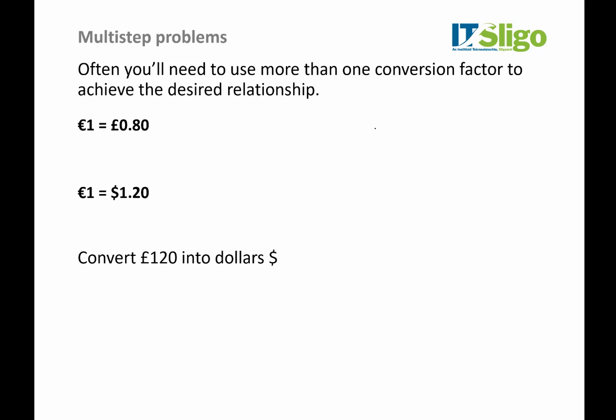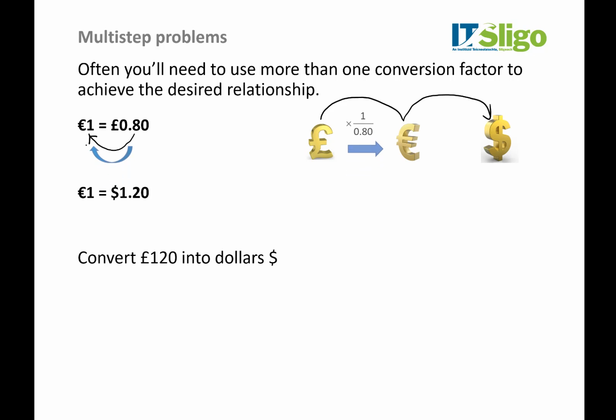We need to convert sterling into dollars. So we're going to go first of all into euros and then into dollars. So sterling into euros, we need to use the reciprocal. And then, guys, we're going from euros into dollars.